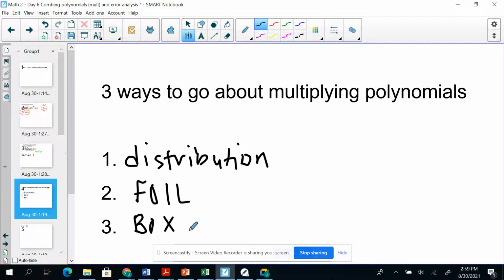You can choose whichever way you want to do it. I focus on box because I've seen the most success. But if box does not work for you, or it aggravates you, or you don't want to take the time, use FOIL. Or if distribution works for you, just get the answer right. How you get there, you can choose any of these ways.